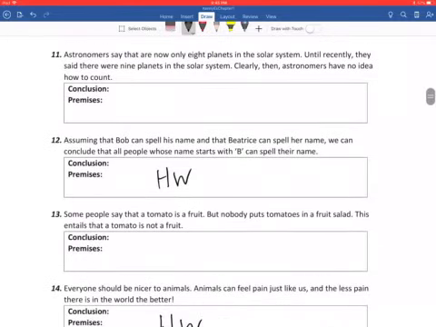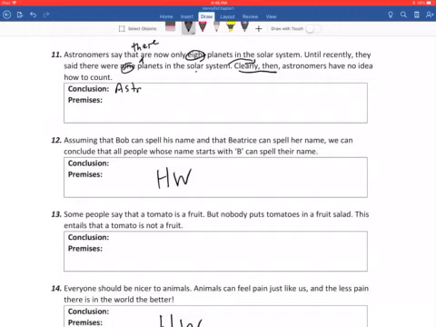All right, number 11. Astronomers say that there are now only 8 planets in the solar system. Until recently, they said there were 9 planets in the solar system. Clearly, then, astronomers have no idea how to count. So again, what gives us reason to believe what? It looks like the fact that astronomers used to think there were 9, but now think that there are 8, is leading to the conclusion. And again, this "clearly, then" language is an indicator, it's a conclusion, that astronomers have no idea how to count.